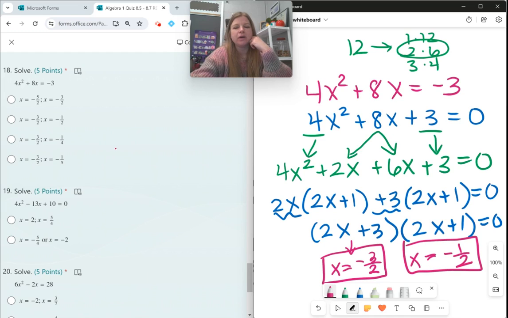And again, if you're having a hard time following me on how I'm getting those solutions quicker, I'm just doing the math in my head. But again, you can just set them equal to 0, solve, and you're going to get those solutions.